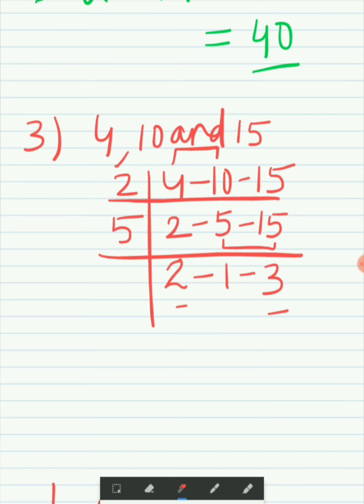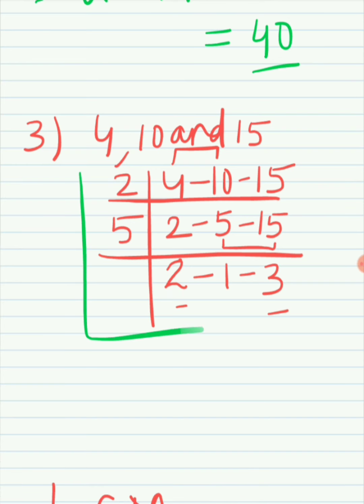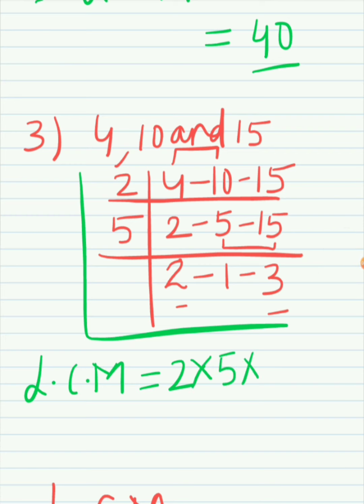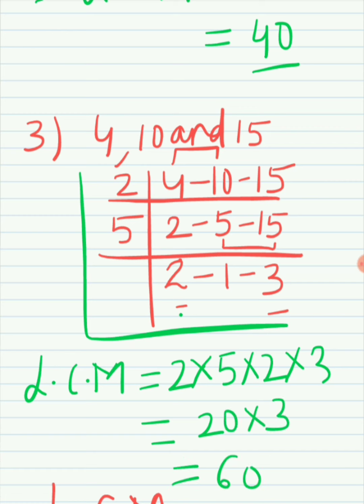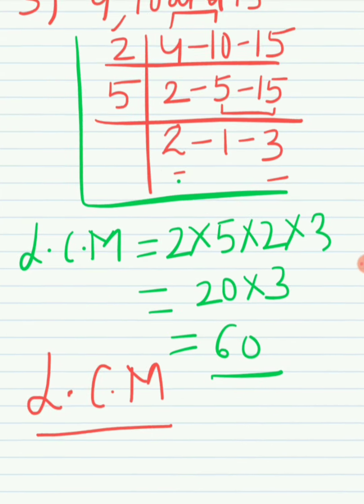After that you have to follow the L method, means you have to multiply now. Therefore LCM is equal to 2 into 5 into 2 into 3. So now multiply, 2 fives are 10, 10 twos are 20, 20 into 3 is 60. You can write 2 steps also or directly you can multiply and write your answer.